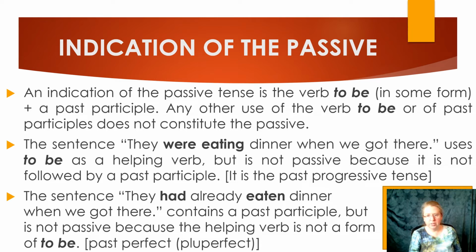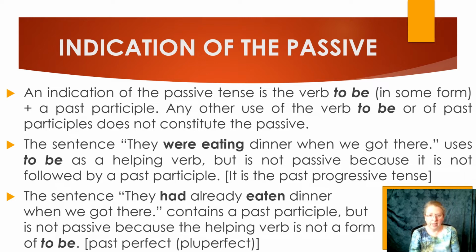So this sentence, they were eating dinner when we got there, it's using to be as a helping verb, but it's not the passive tense because there's no past participle. Okay, it's actually the past progressive tense. They were eating dinner when we got there. Okay, it only has one of the elements mentioned for the passive, so it's not passive because it's missing the past participle. I apologize for my voice. I'm getting over a cold.